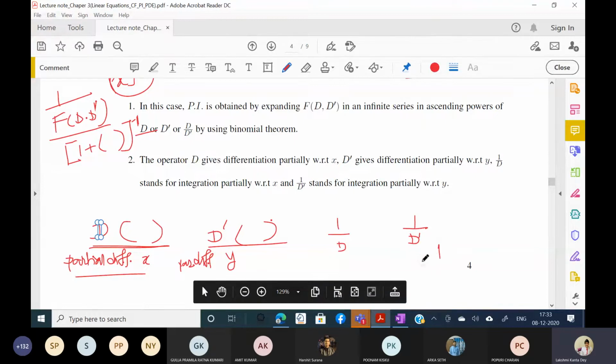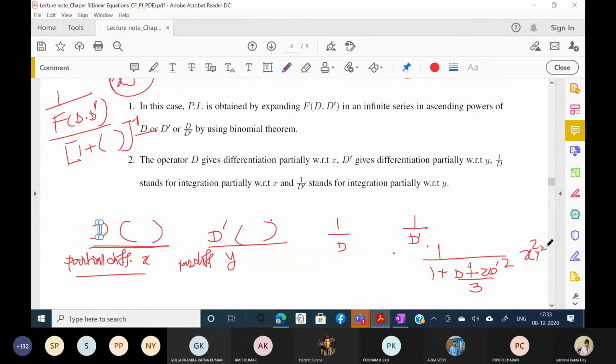1 by, say for example, 1 plus D plus twice D dash square divided by 3, whole to the power minus 1. So how to do it here, say for example x square y square? I'll be coming to one note.